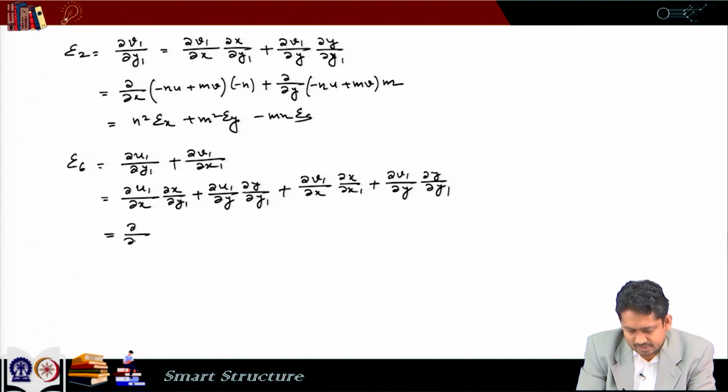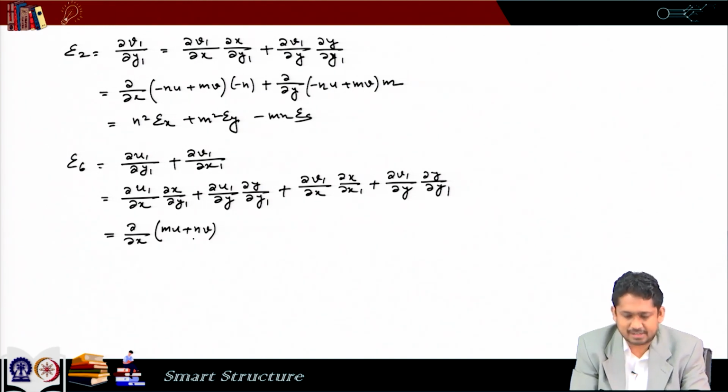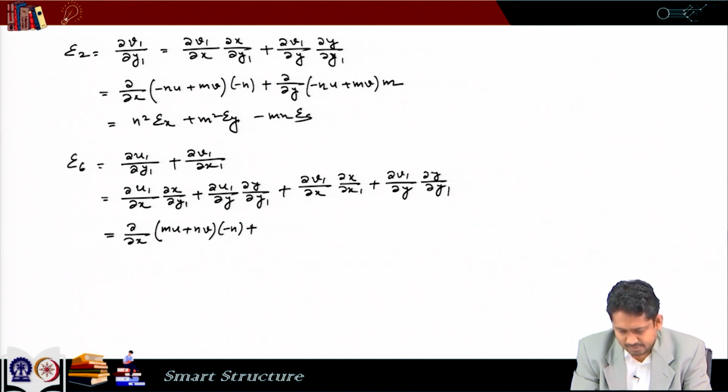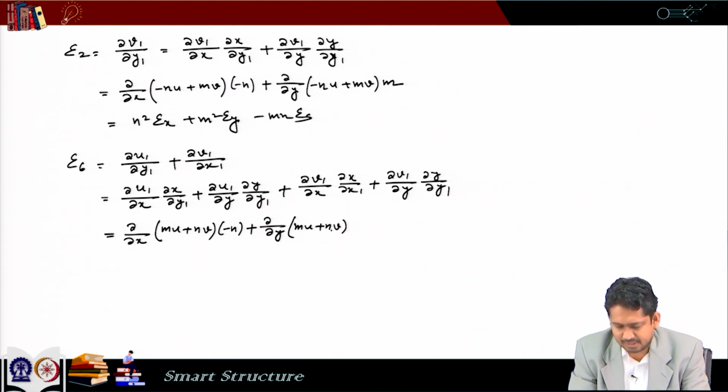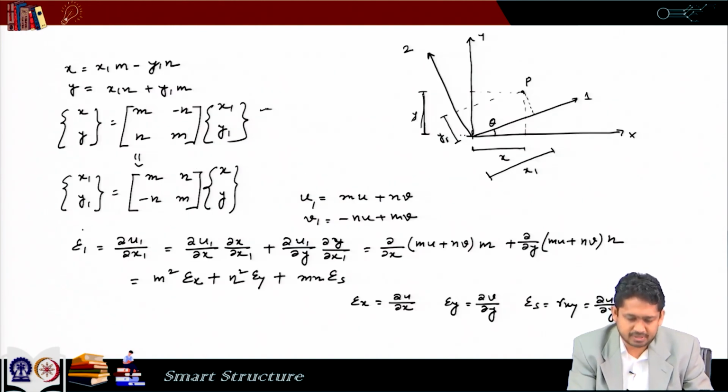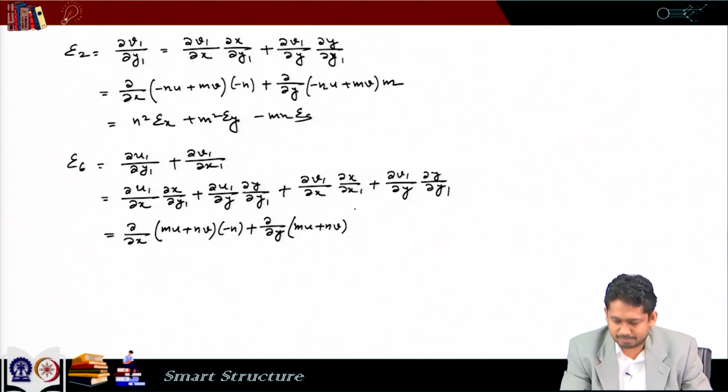Now, we can write del x by del x 1, and this is equal to m u plus n v, and del x by del y 1 is equal to minus n, and this we can again write m u plus n v, and del y by del y 1 is equal to m.